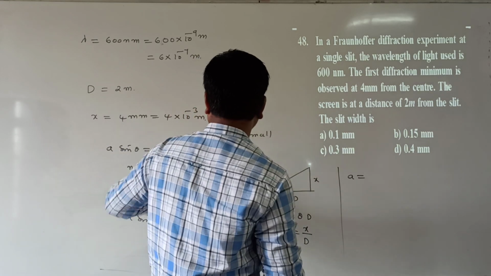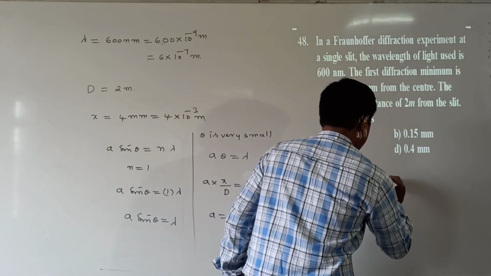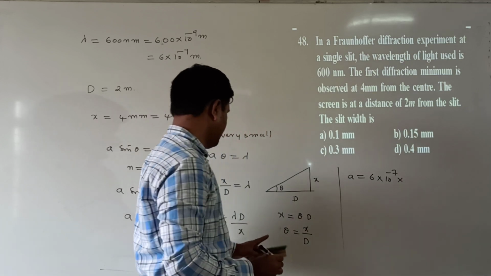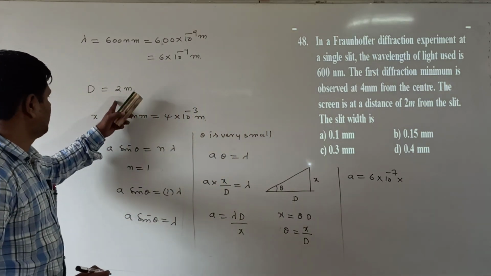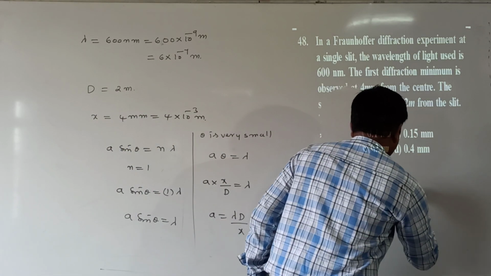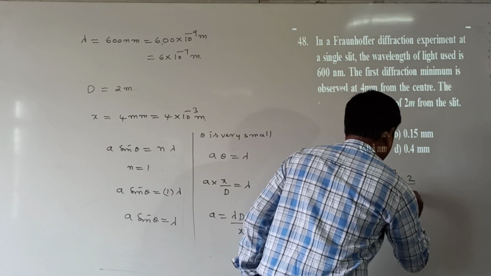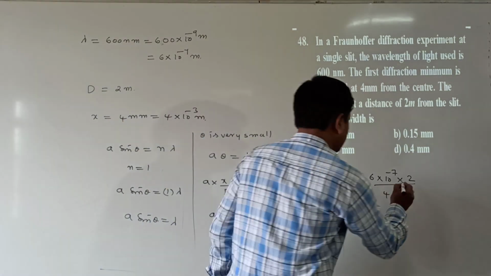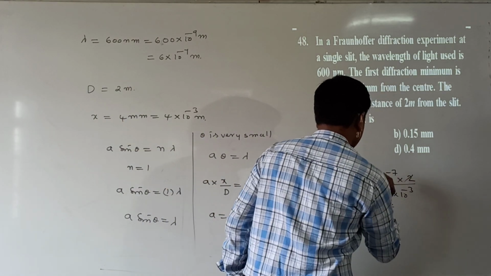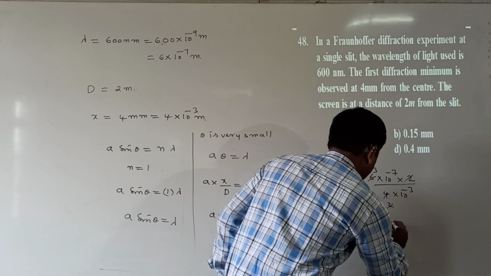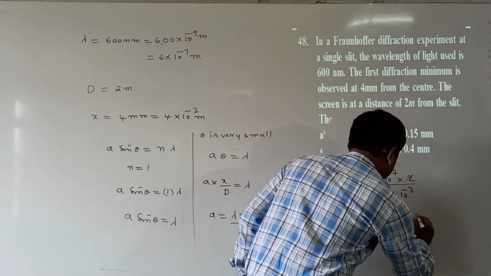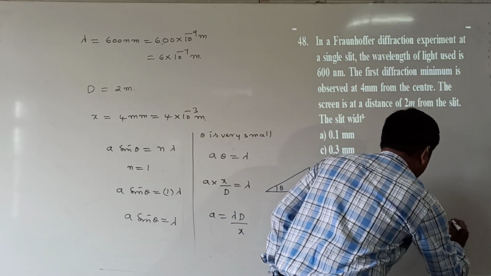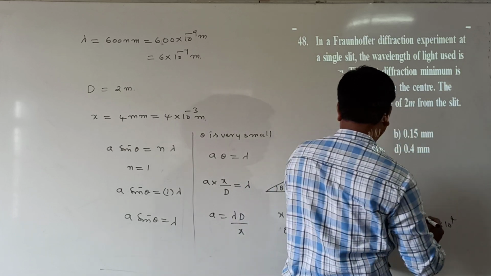Now a is equal to lambda d by x. Lambda is equal to 6 into 10 power of minus 7, into the d value, which is 2 by 4 into 10 power of minus 3. 2 2s are 4, 2 3s are 6. Now a is equal to 3 into 10 power of minus 7 into 10 power of 3, which means 3 into 10 power of minus 4.